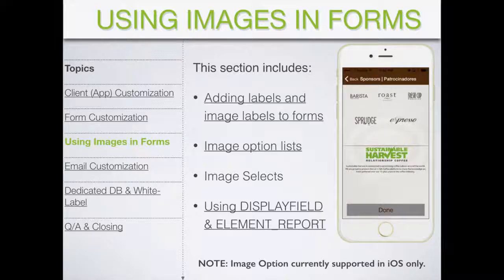So this is just simply an image label, and we're going to talk about those, and that does work on iOS and Android. Image option list, image selects, and then this display field. Using display field works everywhere, but the image option list and image selects are currently only supported on iOS. It is a feature that's in the pipeline.